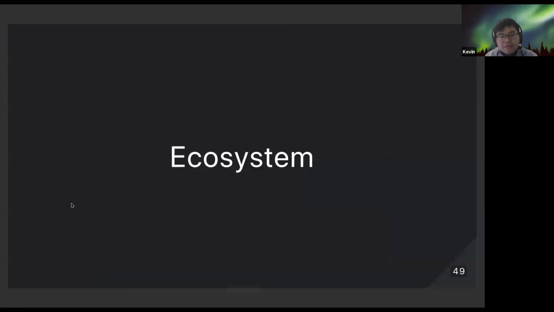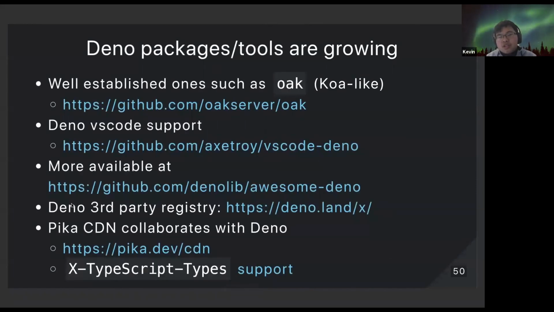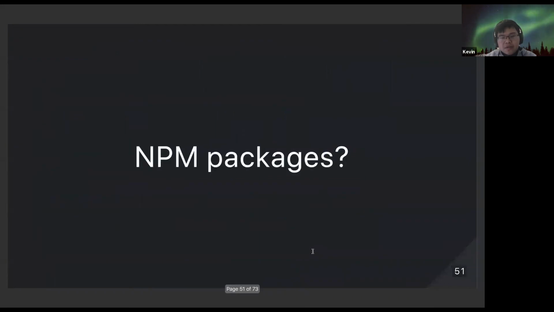And the ecosystem. Deno packages and tools are still growing. We have some well-established packages like Oak, which provides routing support and running servers. We also have a VS Code plugin, and more things available in awesome Deno. We have a third-party registry and also something called Pika CDN, which works pretty well with us. I'm probably going to skip this one, and you can look into it.